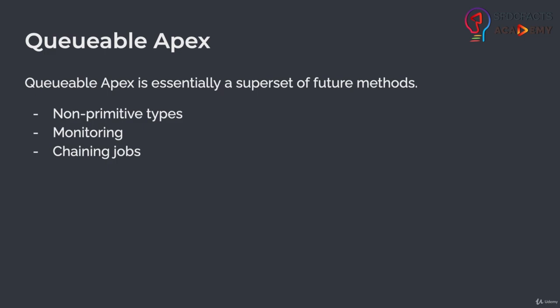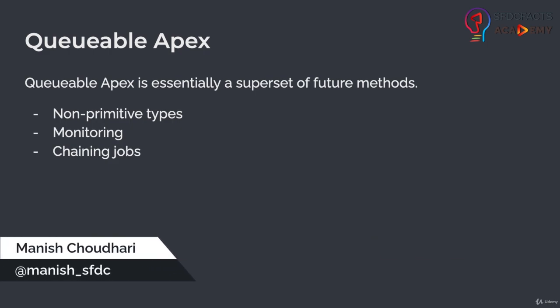Let's talk about the third async Apex feature, which is called Queueable Apex. Queueable Apex is essentially a superset of future methods, and it can do some things that your future methods cannot do. Like it can handle non-primitive data types. So here you can directly pass your sObject records inside the Queueable Apex. It also allows you to monitor your Apex jobs. So if you define a Queueable Apex, then you can track the progress from the setup page.